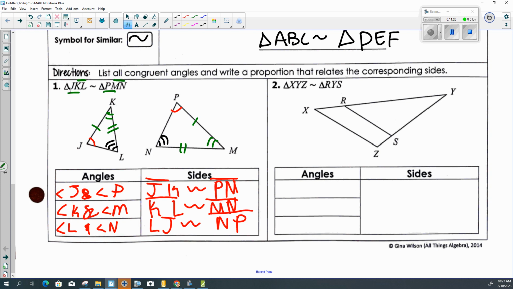And then the third one's the only one that's left over. So you can use that to help you write these similarity statements.